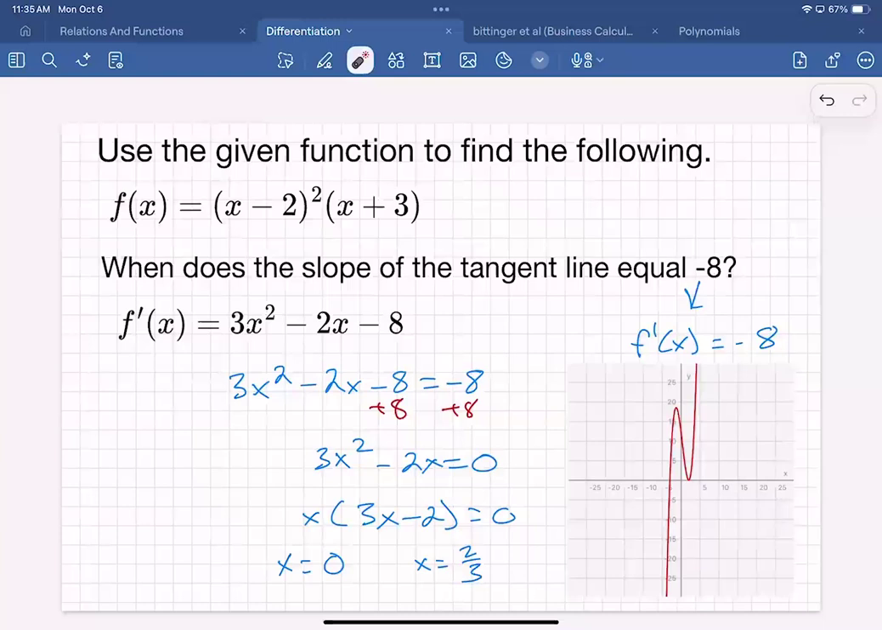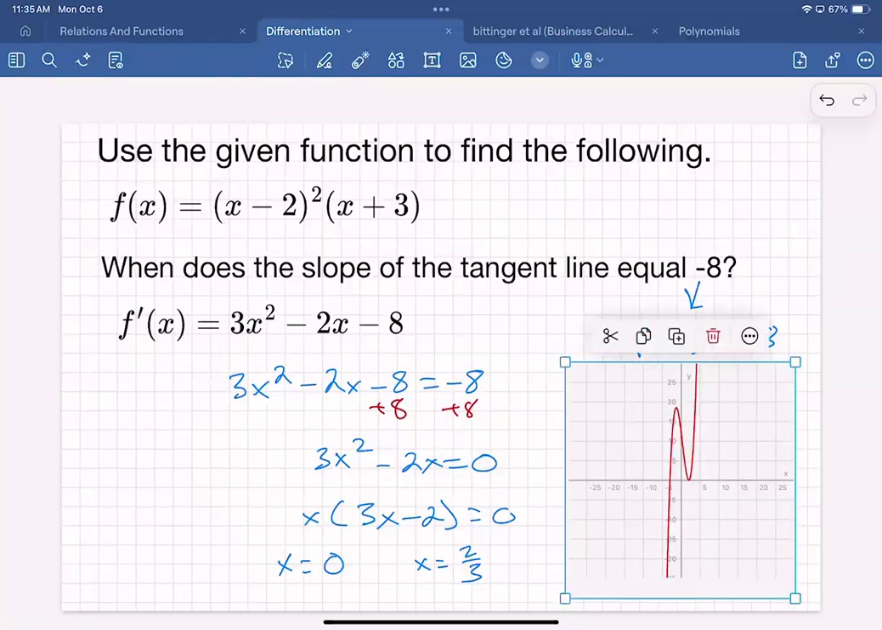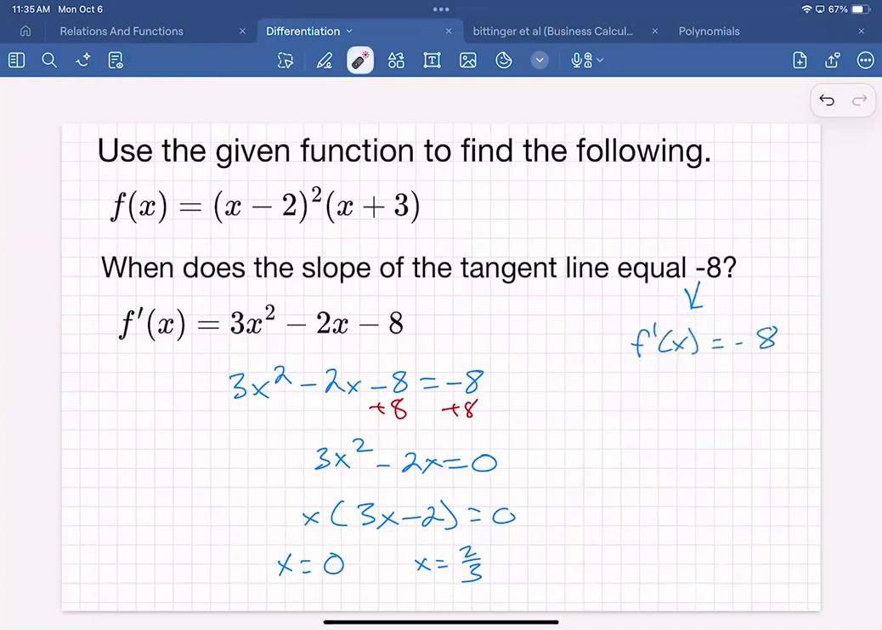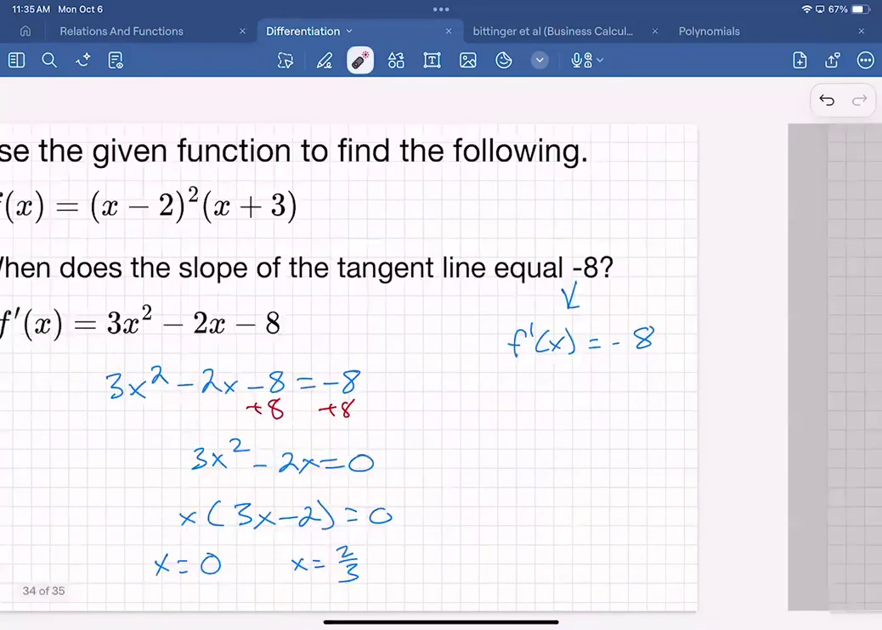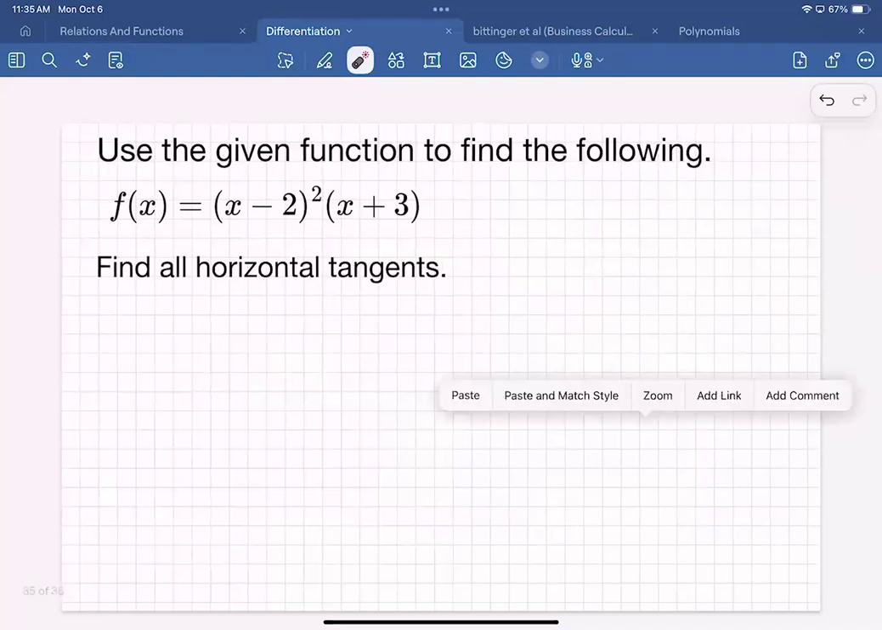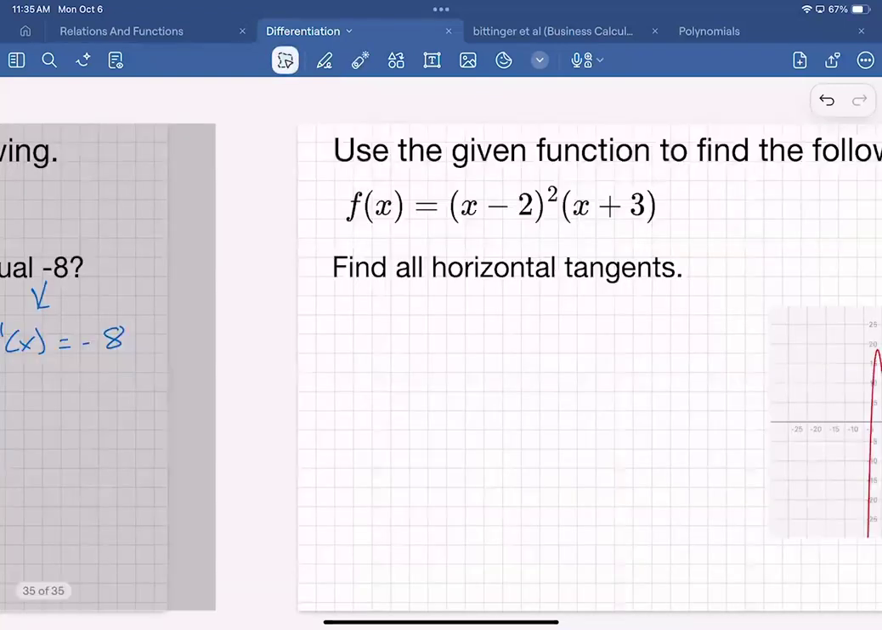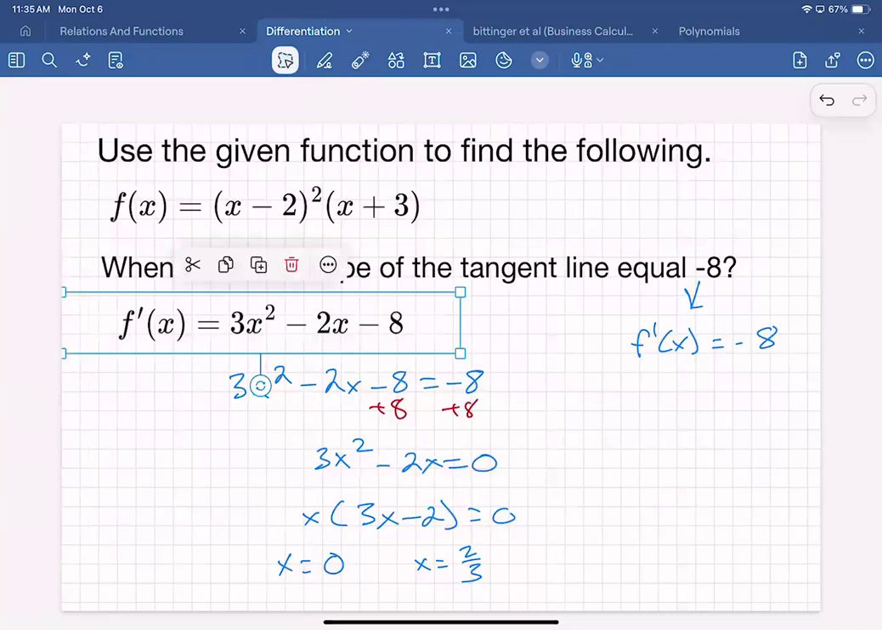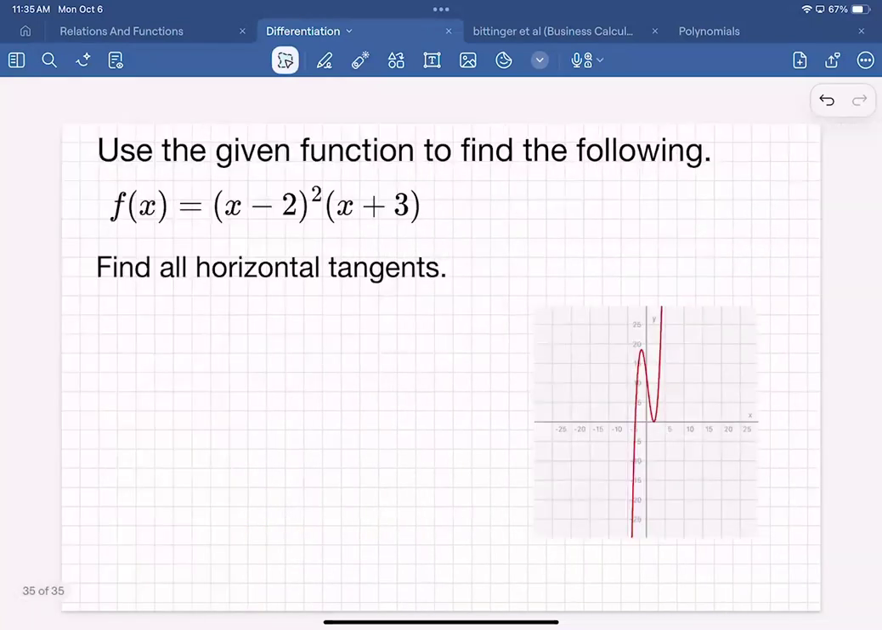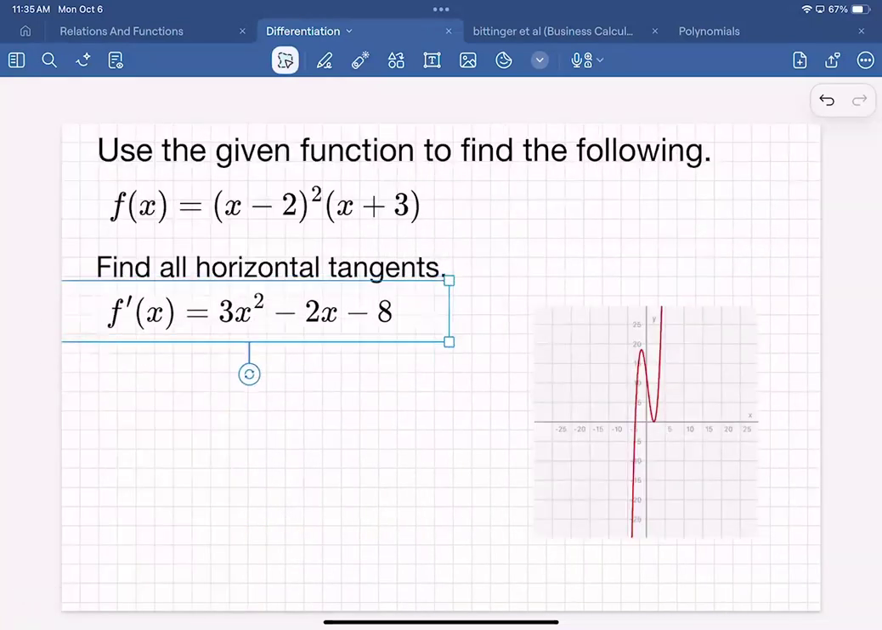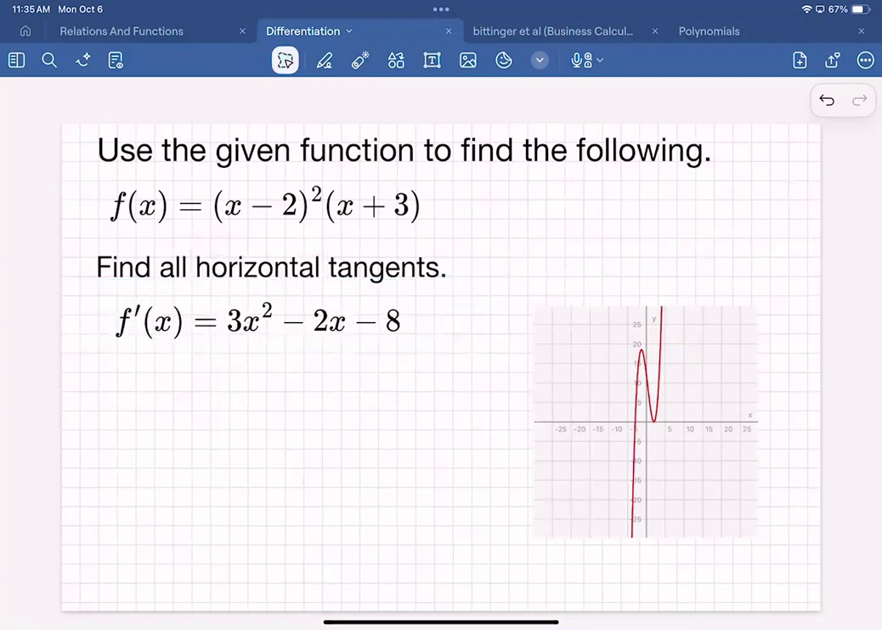Any questions before we go to the other one, the horizontal tangents? All right, so the next one that we're going to look at is using the same thing. Taking the same function, taking the same derivative that we found. We want to find where this graph has horizontal tangents.